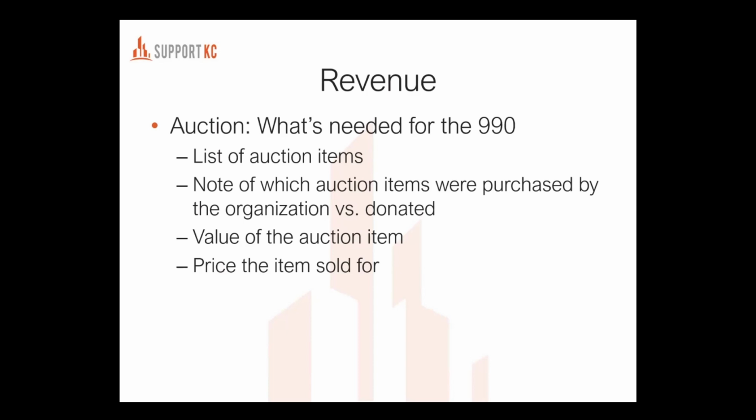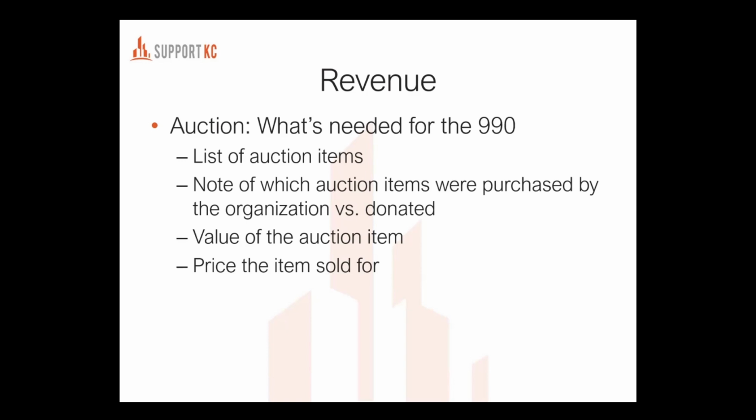So then we can go in and say, okay, the value of it was $100. It sold for $150. There was a $50 contribution. Or the value was $100. It sold for $90. There is no contribution from the person who won that auction item.